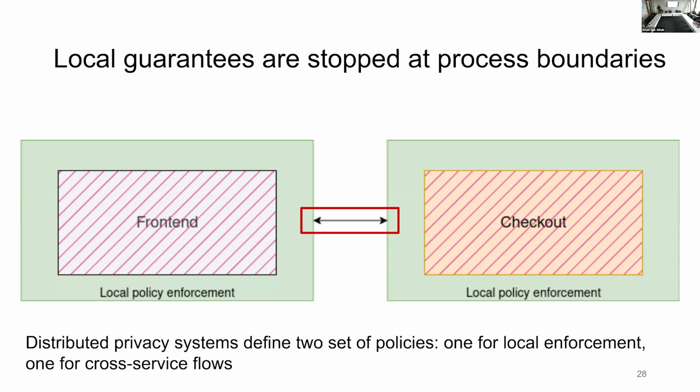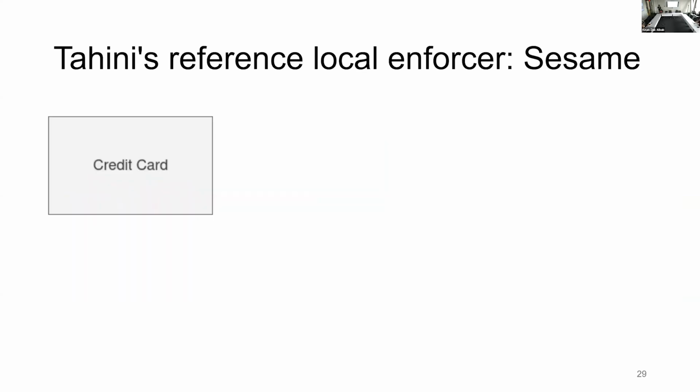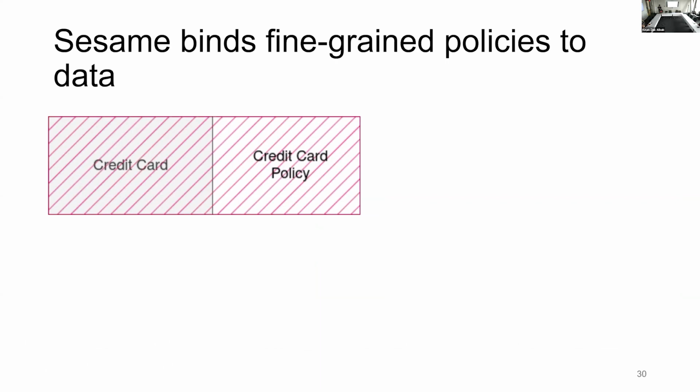And so to that effect, we will base ourselves on a reference local policy enforcement mechanism, namely Sesame, that I will quickly explain so you have the relevant information here. What Sesame does is it takes a sensitive piece of data and binds to it some fine-grained policy.